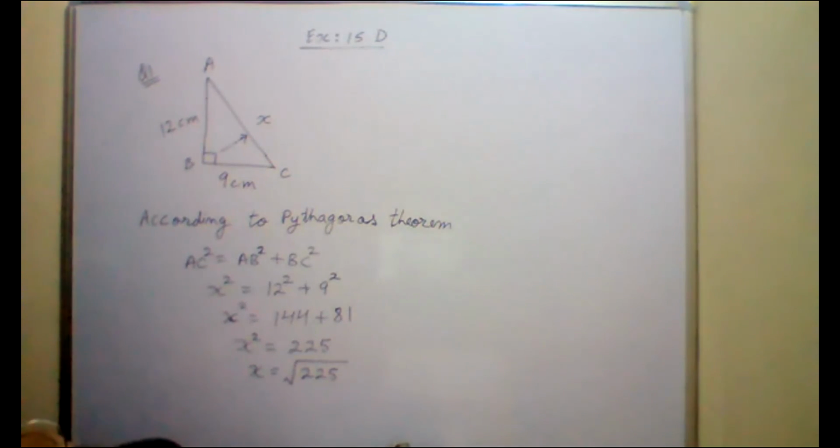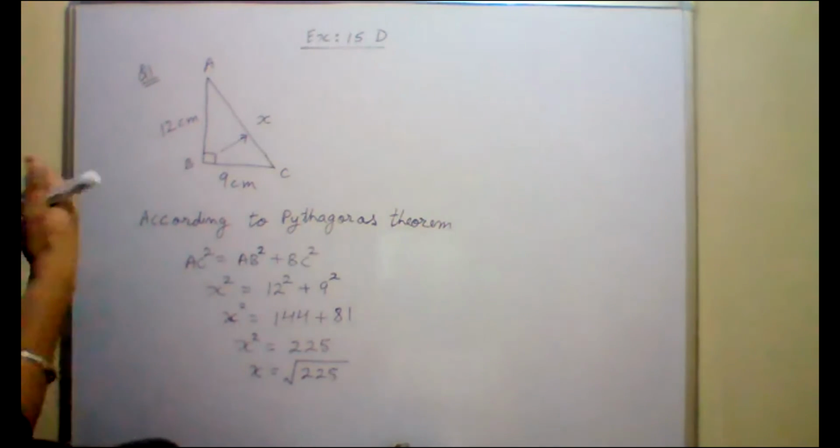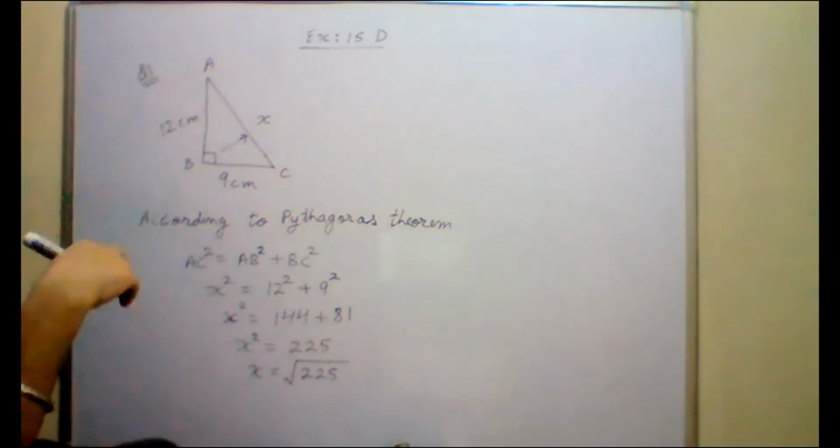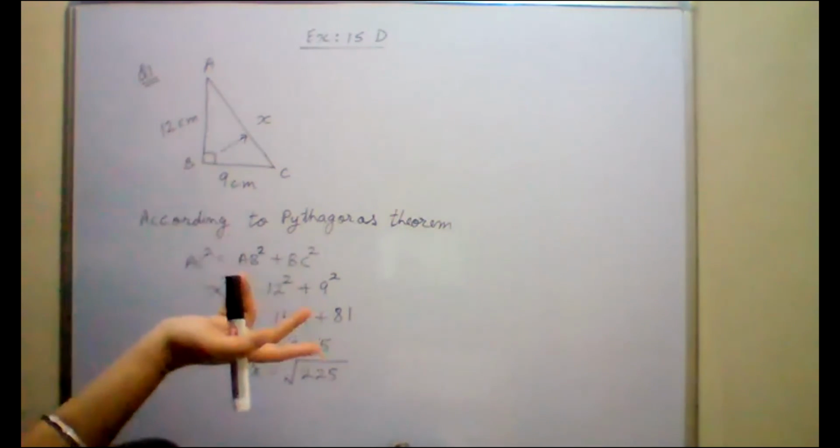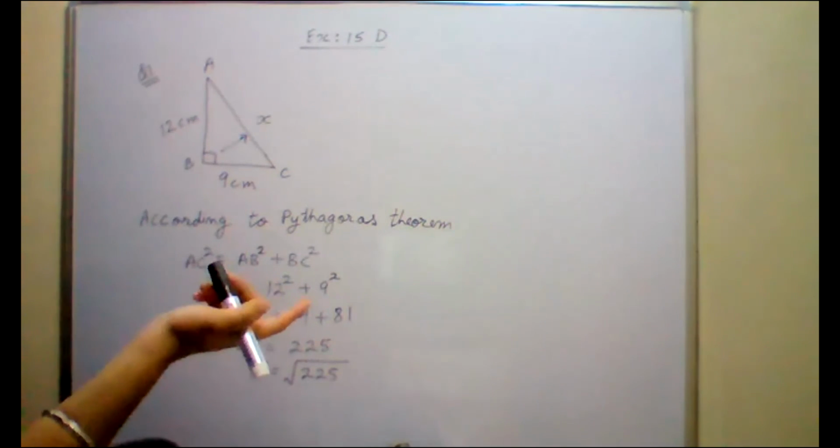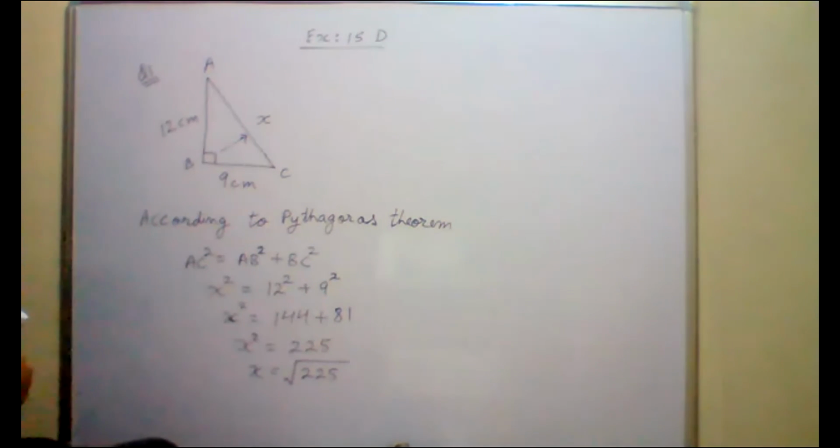8 into 8 is how much? 64. So if I ask you what is the square root of 64, you will do the opposite. What is the square root of 64? 8. Okay, so what does square root do? It is the opposite. If the square of 8 is 64, that means the square root of 64 is 8. Got it or not? Are you getting my point?